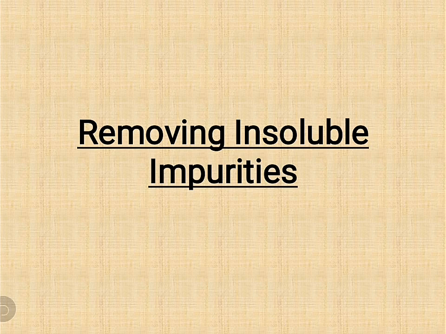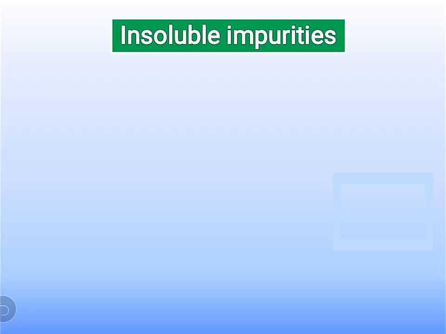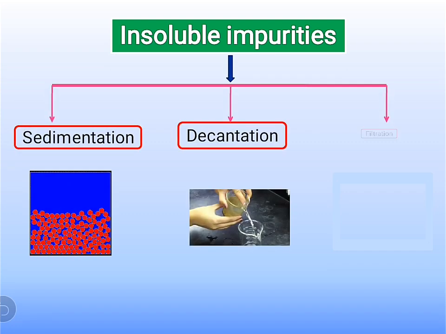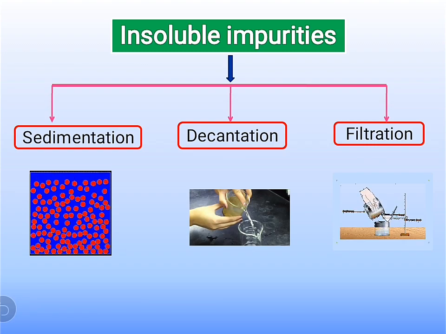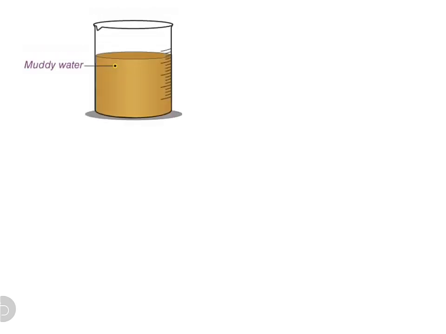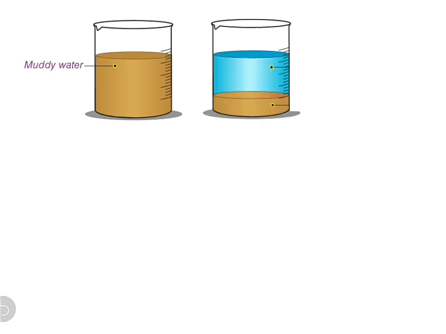How can we remove insoluble impurities? Children, insoluble impurities can be removed by sedimentation, decantation or filtration. Sedimentation and decantation. In this method, a mixture of water and insoluble impurities is allowed to settle down undisturbed in a container for some time. You will see that after some time, the insoluble impurities settle down at the bottom of the container.